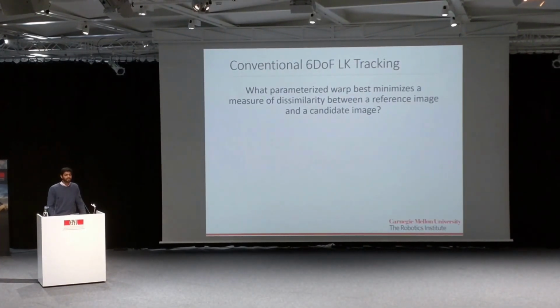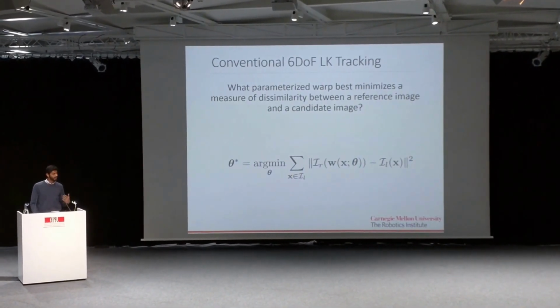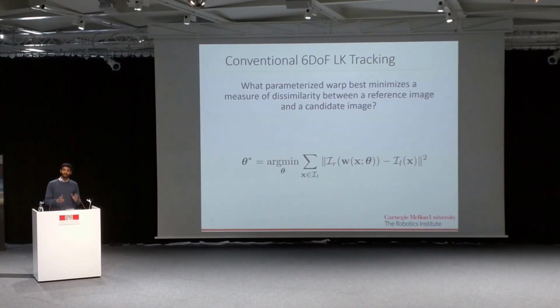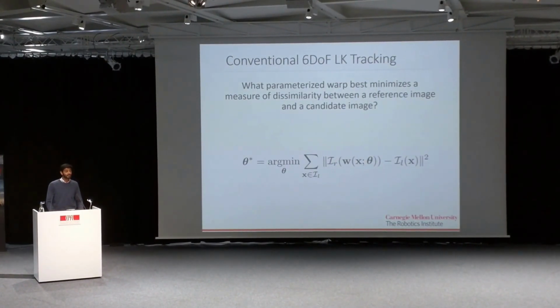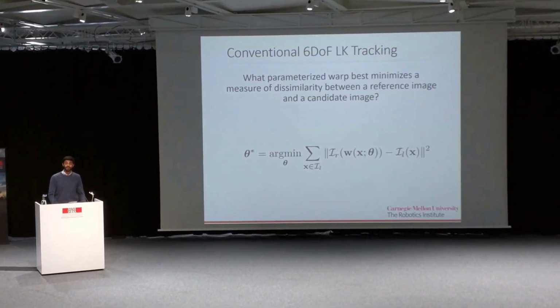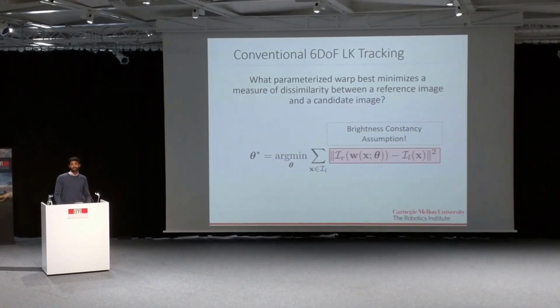Most of the tracking still depends on Lucas-Kanade tracking. The way it works is that Lucas-Kanade tries to estimate the parameter that best explains the difference between a current virtual image, which is warped for every single pixel, in the reference image, which is the term on the left, with a current live image, which is the term on the right. And we do this over all the pixels in the image.